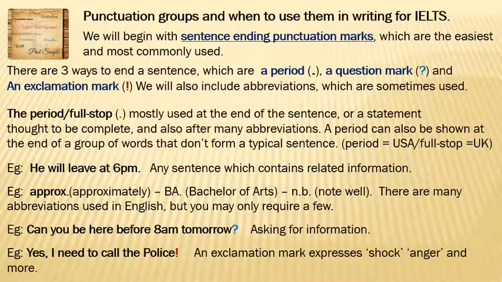So, the first thing is punctuation groups and when to use them in writing for IELTS. We're going to begin with sentence ending punctuation marks, which are the easiest. So we have three. They are the period, the question mark, and the exclamation mark.